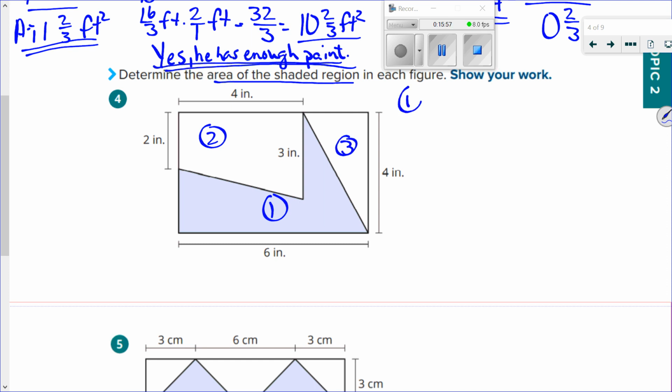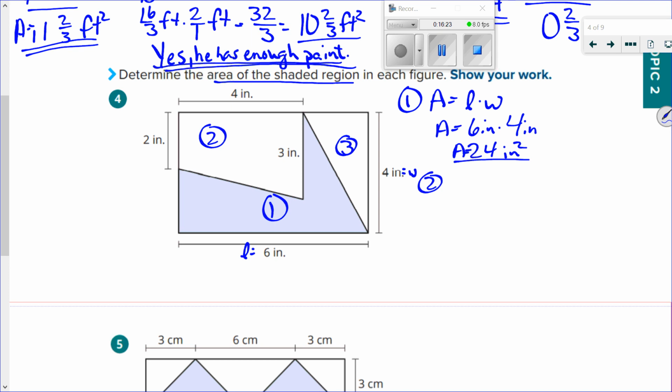So number one is this large rectangle. So area equals length times width. And I have a width of 4 and a length of 6. So area equals 6 inches times 4 inches, or 24 square inches. So that's this whole thing. Does everybody understand that? Okay, shape 2 is a trapezoid with 2 parallel bases here and here.